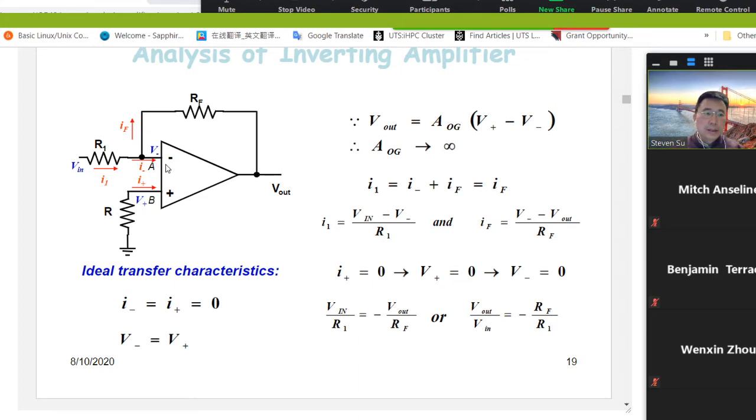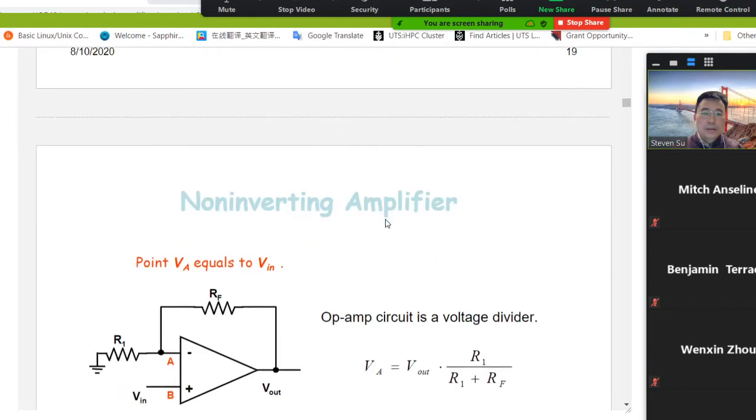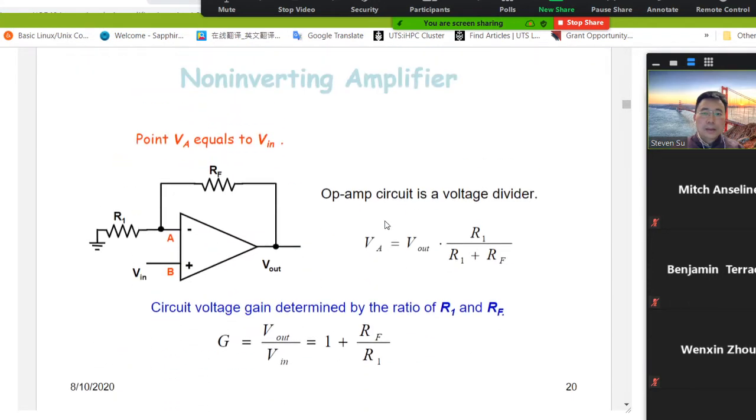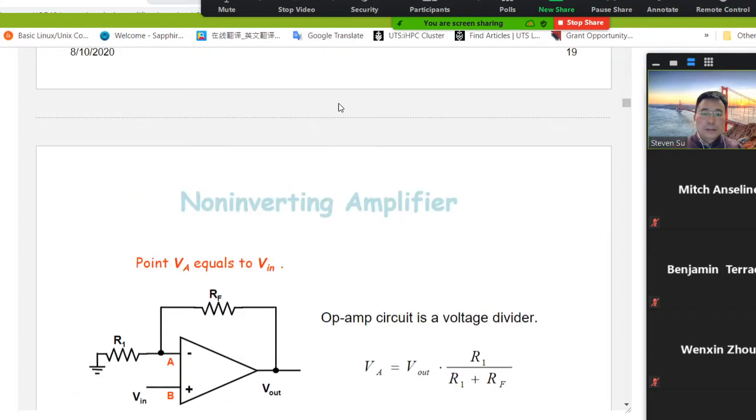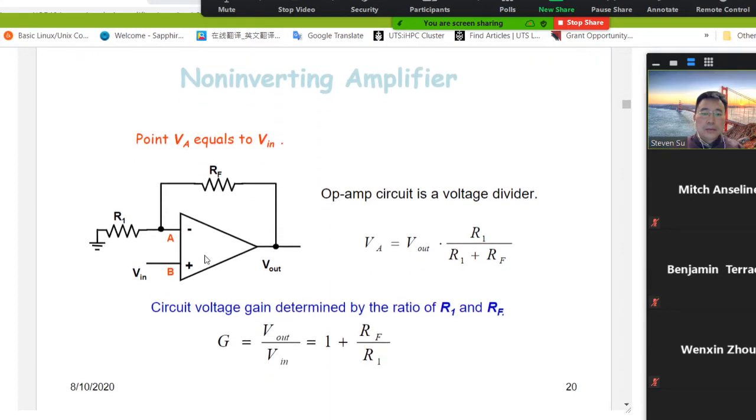Basically, it's based on the ideal op-amp model. That means V minus and V plus are the same voltage, and there is no current, so I minus and I plus are 0. Based on this, you can easily derive the transfer function. So this is the non-inverting amplifier.